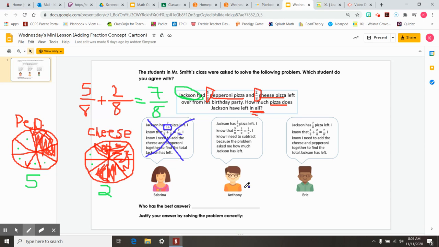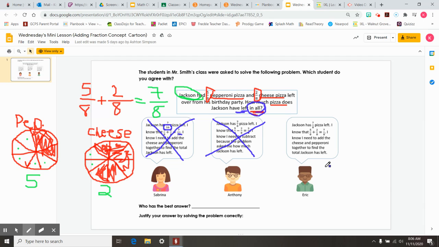Let's look at Anthony. Anthony said Jackson has 3/8 pizza left. I know that 5/8 minus 2/8 equals 3/8. Well, he did subtract correctly. 5 minus 2 does equal 3, and he kept his denominators the same. But the problem is asking how much did Jackson have left in all? And the have left may have confused Anthony into thinking he needs to subtract. But I'm wondering if he drew out his problem to figure out the total answer. So therefore, Anthony is incorrect as well.